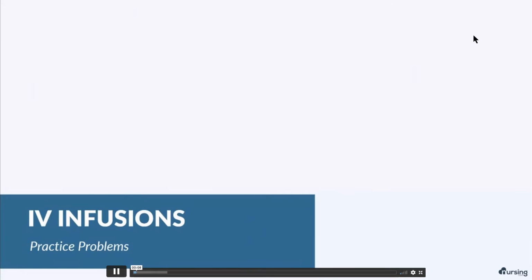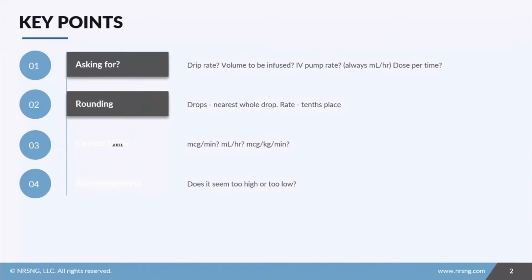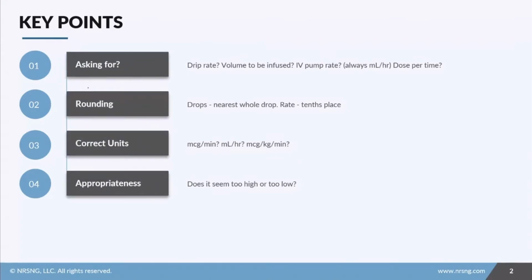Okay, in this problem, we're going to be looking at calculations that involve IV infusions. A couple of key points: make sure that you know what it is that the problem is asking for. This could be a drip rate, which would be drops per minute, could be volume to be infused, which you might see abbreviated VTBI, IV pump rates that are always milliliters per hour, it might be a dose per time. Just make sure that you know what it is that you're looking for.